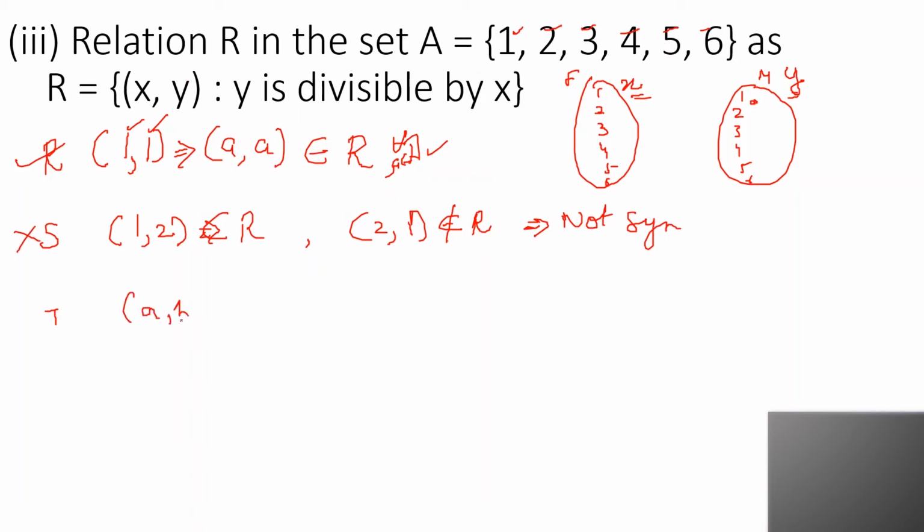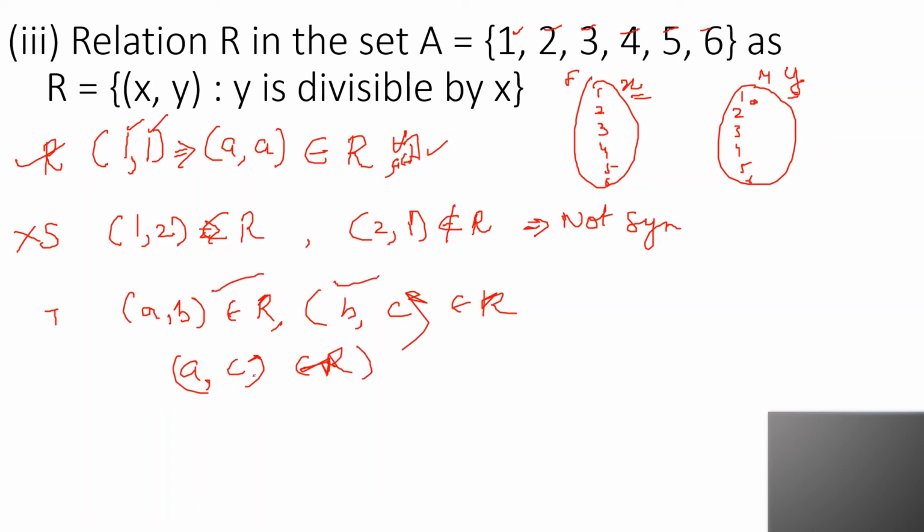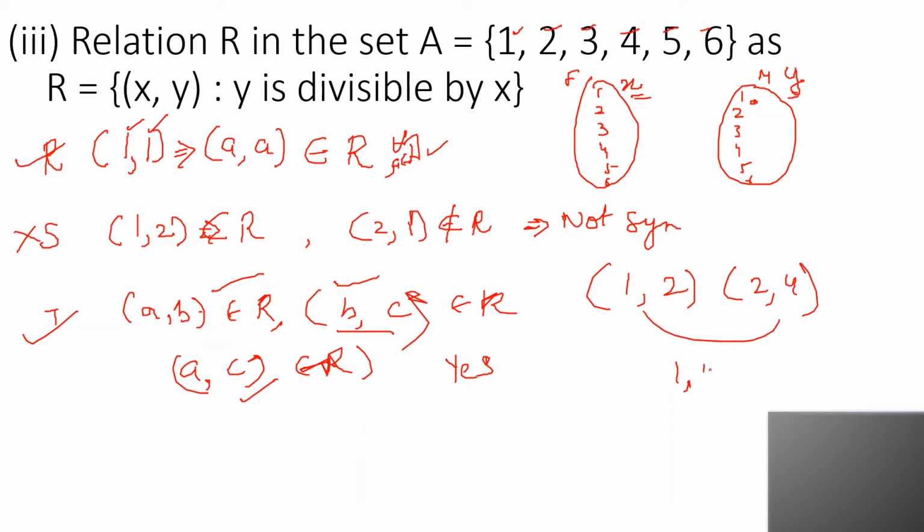Now, let us check for transitivity. If a is a factor of b, and b is a factor of c, do we say that a is a factor of c? Yes, if such a combination exists, then this is also true. If there is no combination like this, then there is no problem. So yes, this is transitive also. Let's check an example: 1 is a factor of 2, 2 is a factor of 4, so we can say that 1 is a factor of 4. Yes, it is transitive.